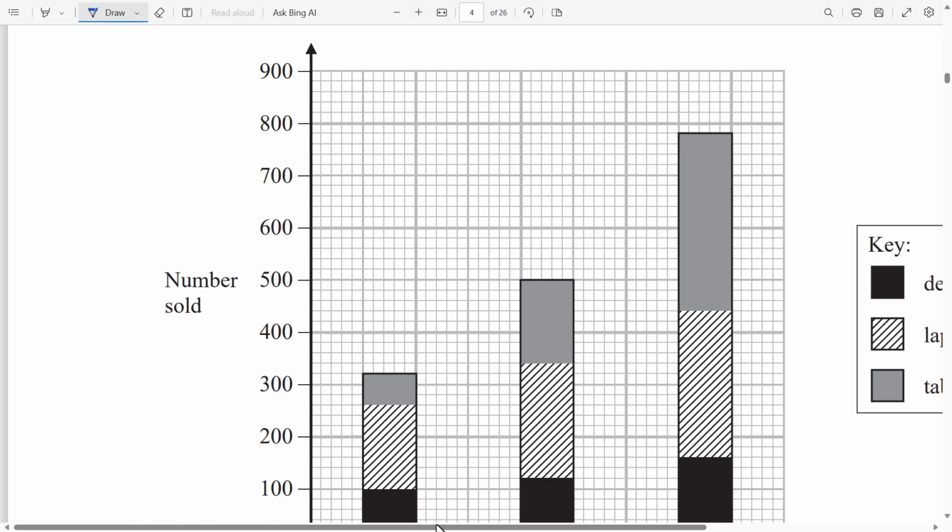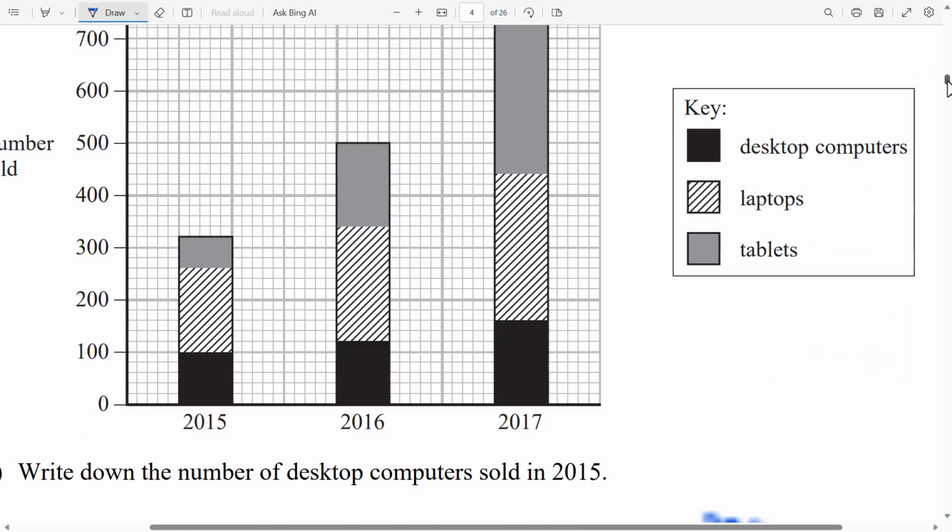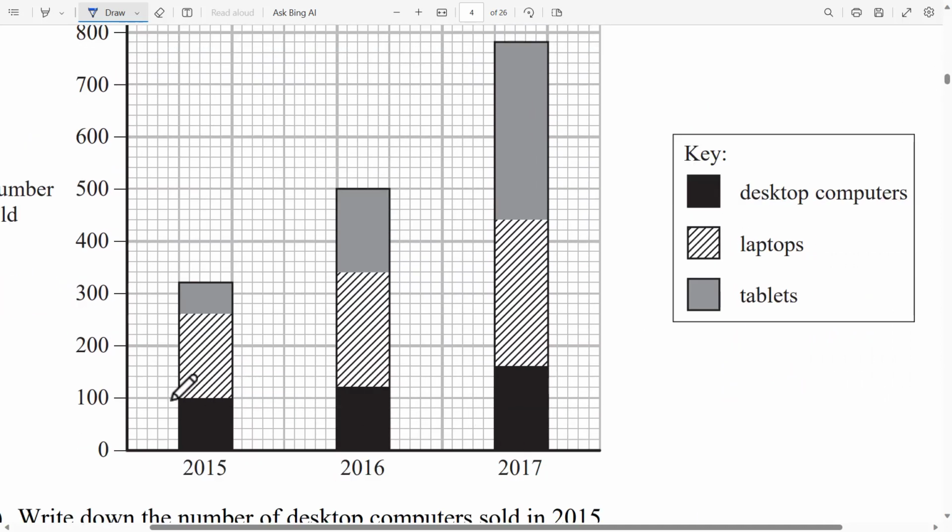So basically, what we're going to do, we're going to zoom out so that we are able to read the values. So here is 100, and up here is about 260, and the difference is 160, and here is 120, and here is about 340. No, 300, and yeah, 340. So the difference for these two is definitely going to be 220.